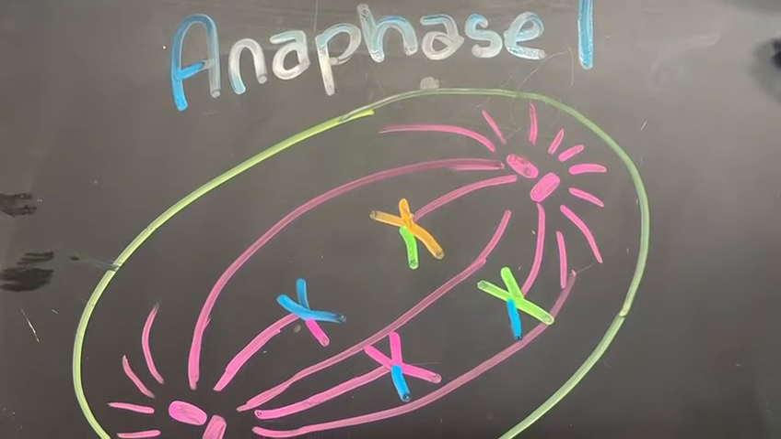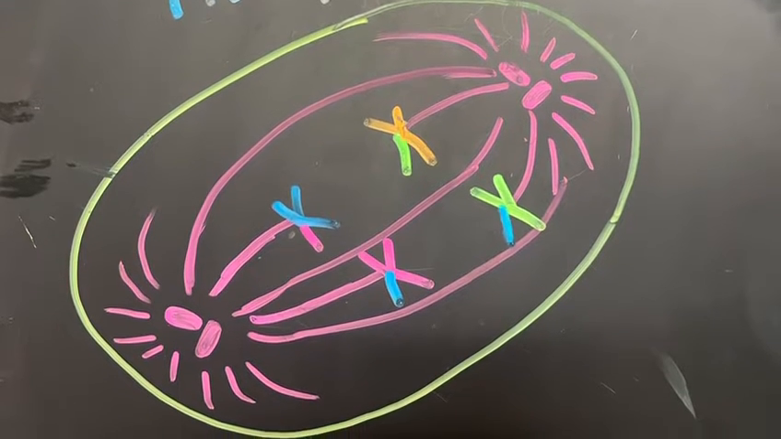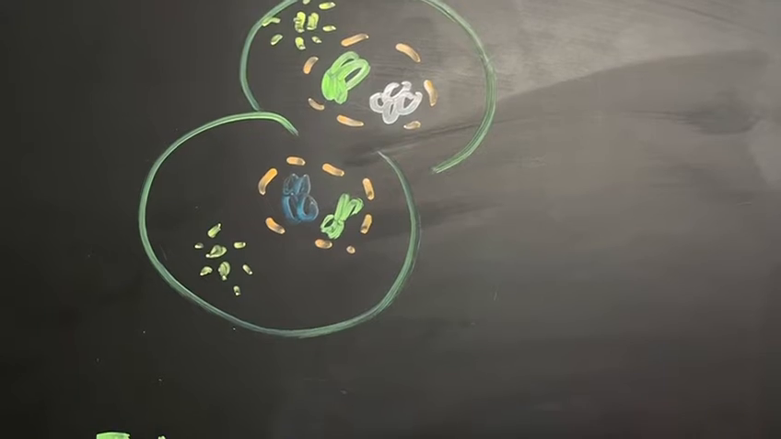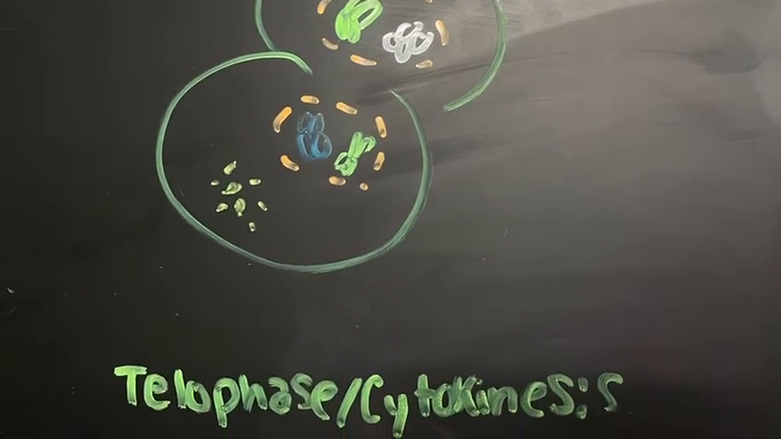In anaphase 1, spindle fibers pull the homologous chromosomes to the opposite poles of the cell. In telophase 1, cytokinesis, there is a nuclear membrane that forms around the cluster of the chromosomes.